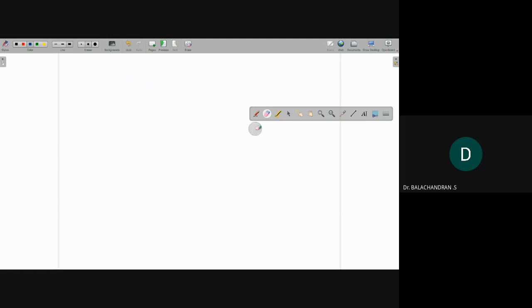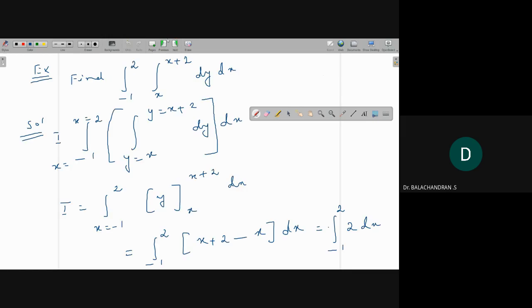So this is equal to 2 into the integration of dx, which is x. The limit is from minus 1 to 2. So 2 into 2 minus of minus 1. So this is actually 3 into 2, which is 6.